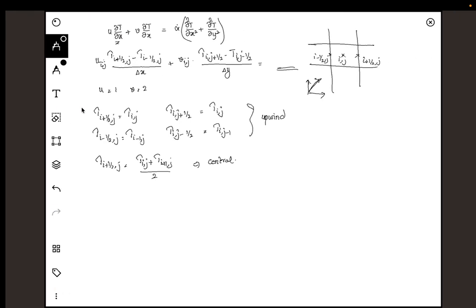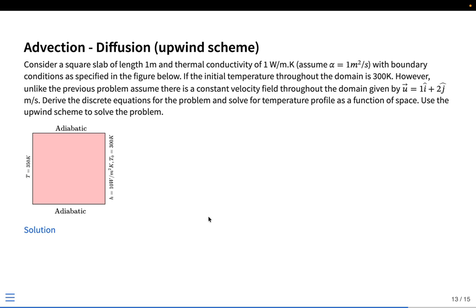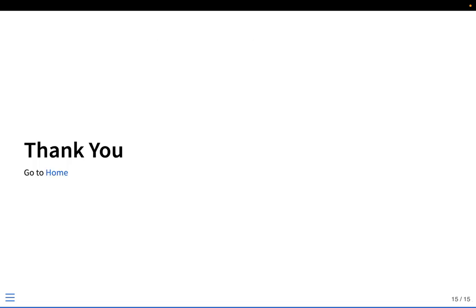I'm not taking a problem where you actually have the marker and cell method, because that would be more involved and go a little bit into the coding part. So apart from that, are there any questions? Yeah, I guess there are no further questions.